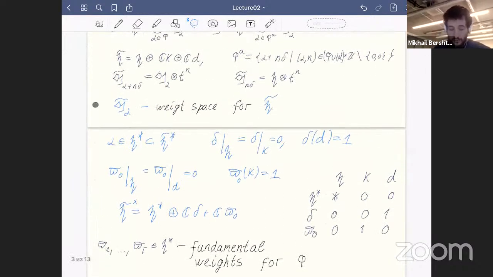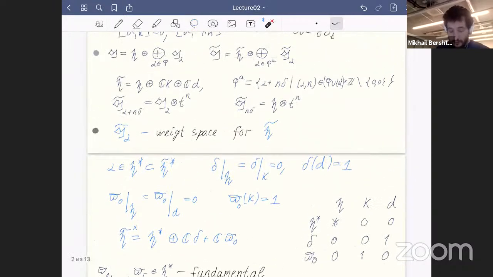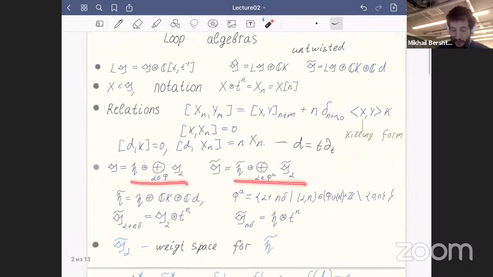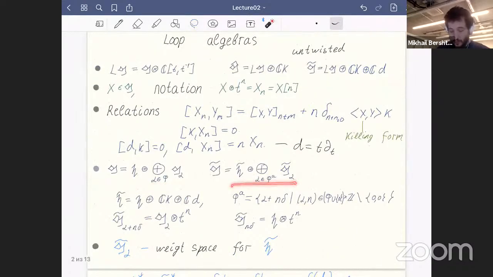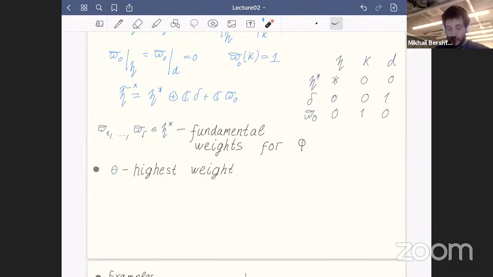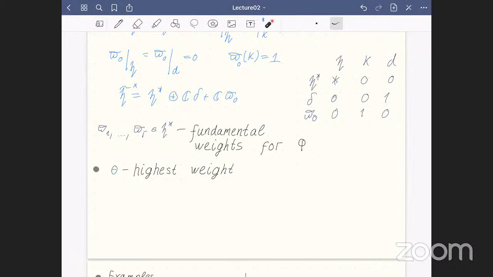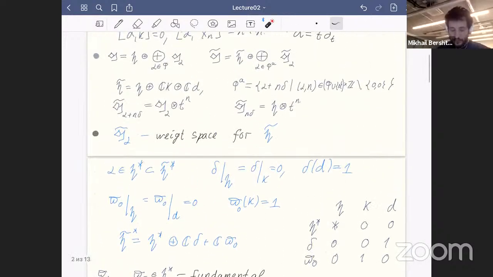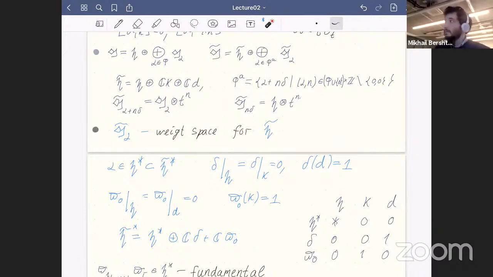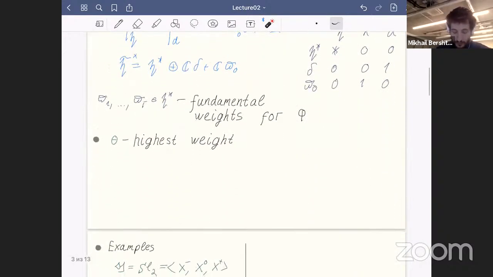So this is some sort of long preparation to talk about affine algebras. I introduced them as in this formula. First, we have this formula, then I use this decomposition, and later I will use the notation for some weights, fundamental weights, and so on. Sorry, is the fact that delta vanishes on H and K the definition of delta? Yes, this is the definition of delta. Okay. Other questions? Okay, everything is clear.